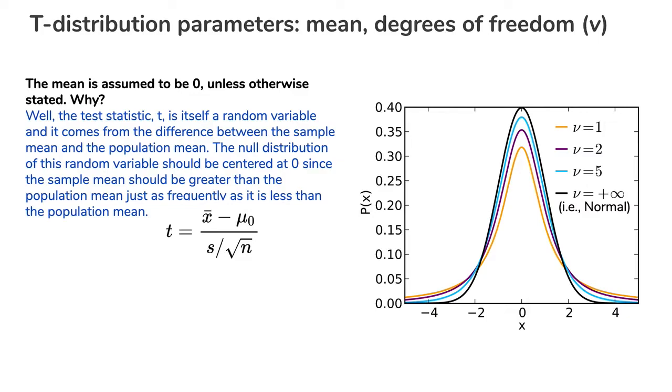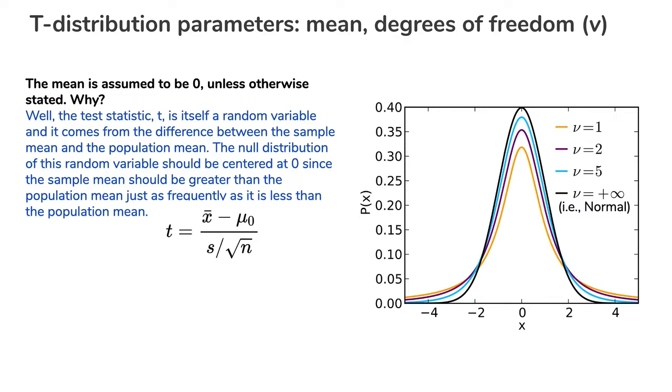There's a couple of details that I want to cover before we get into more t-tests. So the mean of this t distribution is assumed to be 0. Anyone have any idea? That's kind of outlined in this text, but why would the mean of this distribution be 0? That's almost. The reason it's 0 is that this test statistic is itself a random variable.